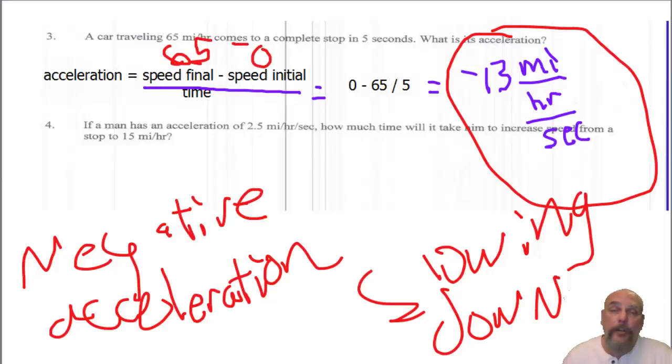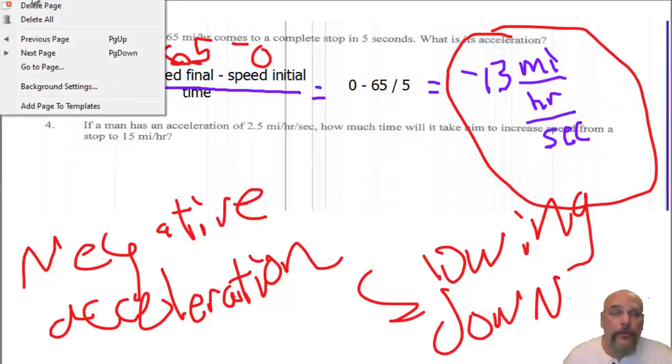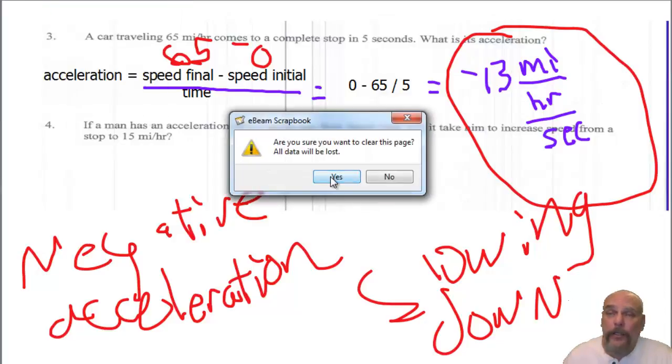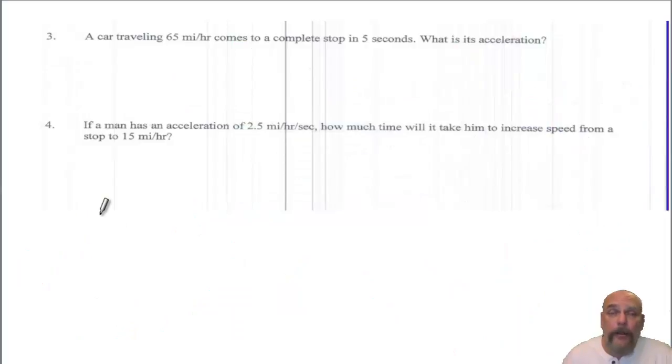If you would have goofed up and put 65 minus 0, you'd have gotten a positive number, and since it's slowing down, you know you did it wrong. So make sure that you know ahead of time that this is going to be a negative number. That's a real good tip for you that you can use to figure out if you are going to get the correct answer or not.